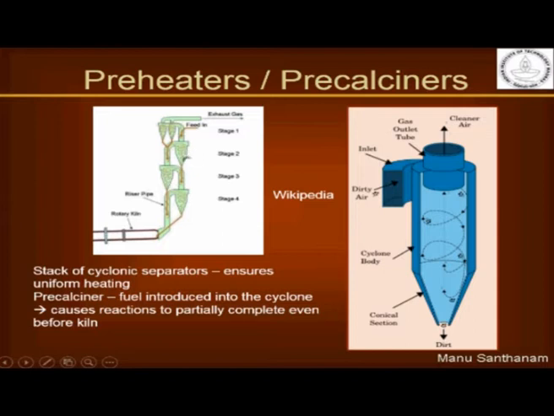Now if you look at this one example of the cyclonic stack, which is shown here in the image on the right, essentially this is the principle adopted in cyclonic separators, right. So what you do is you separate out the cleaner air and the dust by using cyclonic separators.